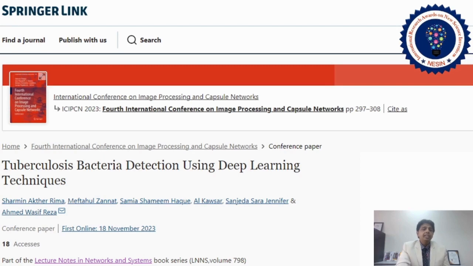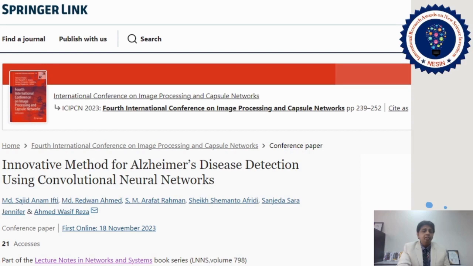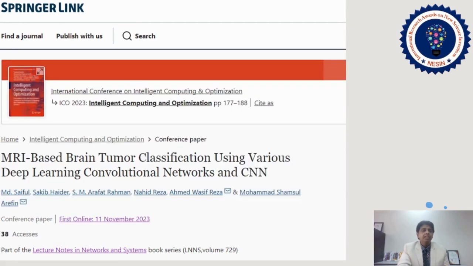So my other research on biomedical, I want to also present. That is tuberculosis bacteria detection using deep learning, which is published in Lecture Notes in Network and System recently. All these are published recently that I want to show here. And next one is innovative method for Alzheimer's disease detection using convolution neural network. This is also published in Springer Nature in Lecture Notes in Networks and System. This is also my recent publication.